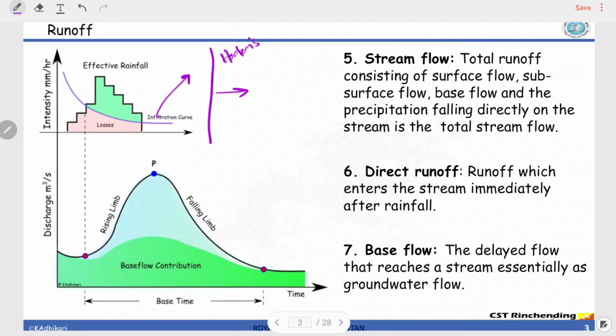So when you plot the infiltration curve over the rainfall hyetograph, the portion that is below the infiltration curve is the amount of rainfall that is infiltrated into the ground and is not available as surface runoff. Whatever is remaining is what we call effective rainfall. I've already written it here. So this is what is known as effective rainfall.